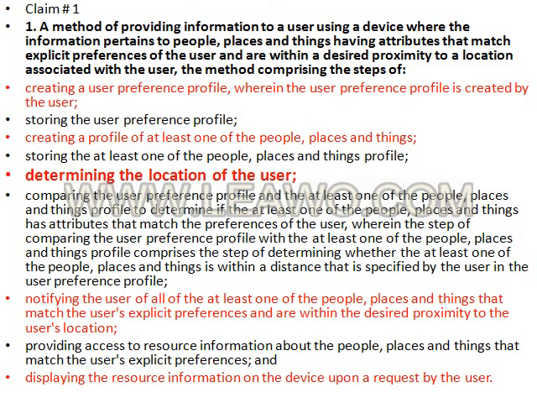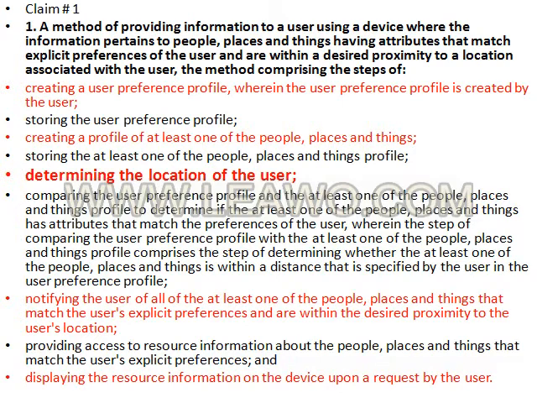So back to claim number 1. It is a method of providing information to a user using a device where the information pertains to people, places, and things having attributes that match the explicit preferences of the user and are within a desired proximity to a location associated with the user. The method comprising the steps of creating a user preference profile, wherein the user preference profile is created by the user.